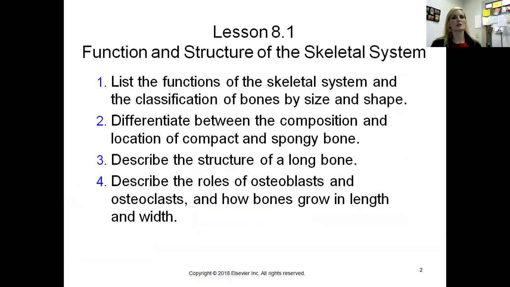In this chapter, we're going to take a look at the functions of the skeletal system, look at what it does for us, and then take a look at how our bones are classified. They're classified according to shape and size. We're going to take a look at the difference between compact and spongy bones. We're going to differentiate between those two based on what they look like and where those types of bones are found. We're going to take a look at the structure specifically of a long bone. Long bone is one of our classifications, so I'll talk to you guys a little bit more about that.